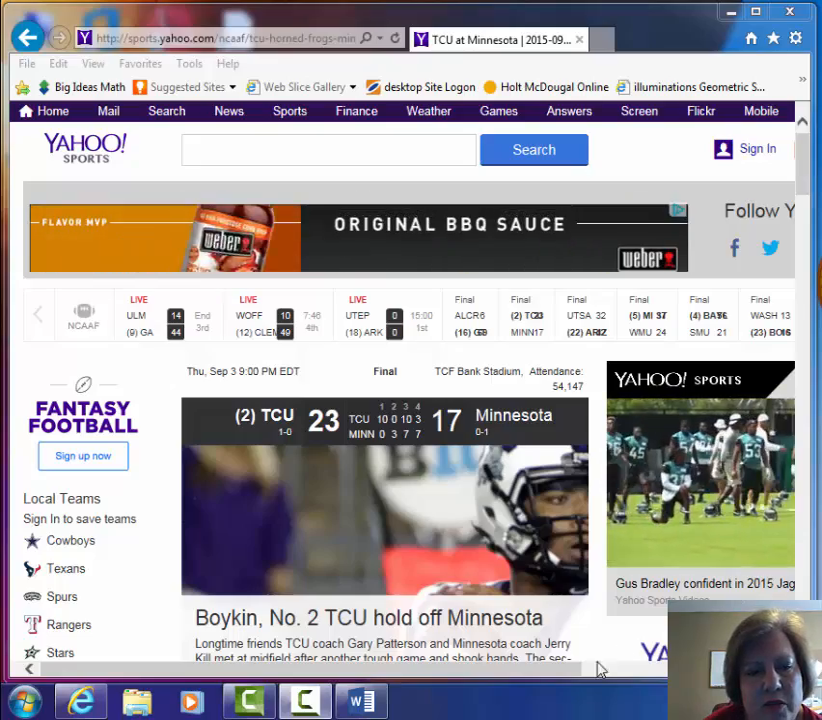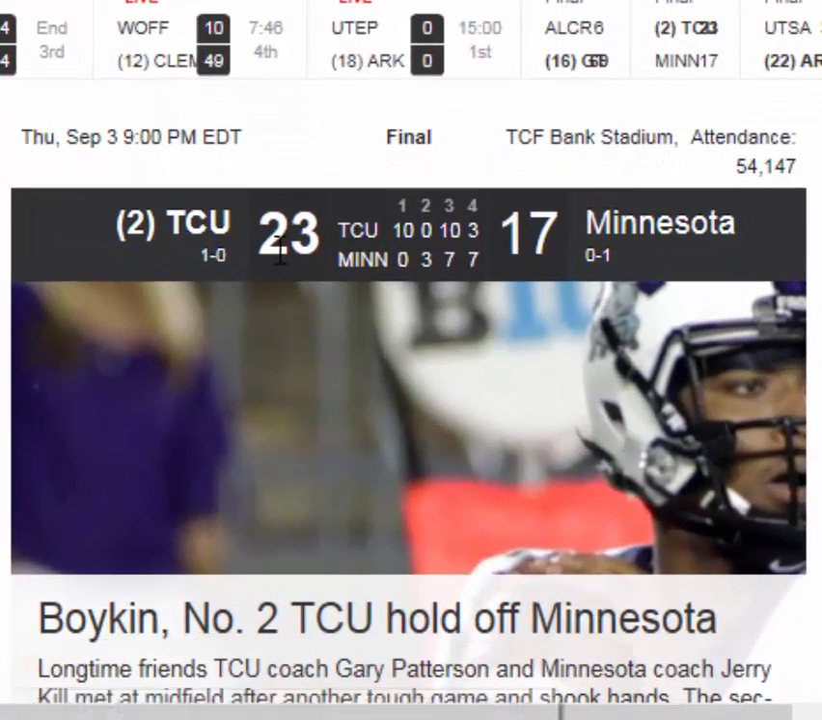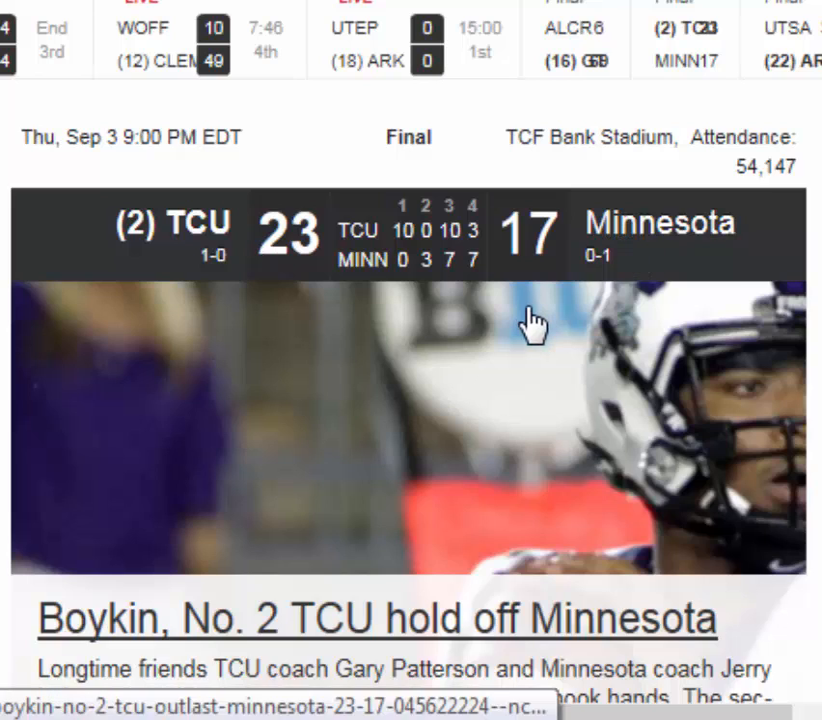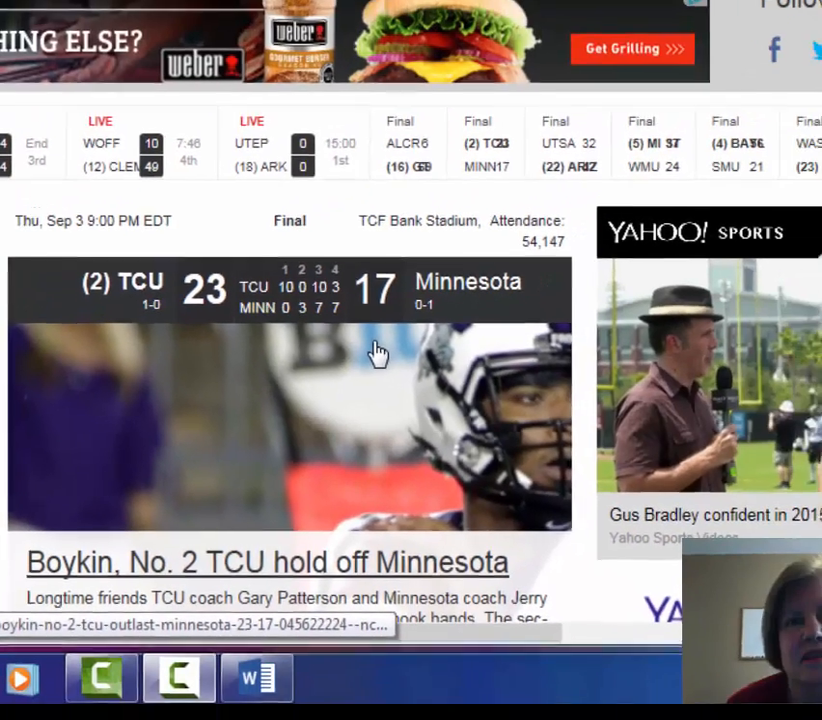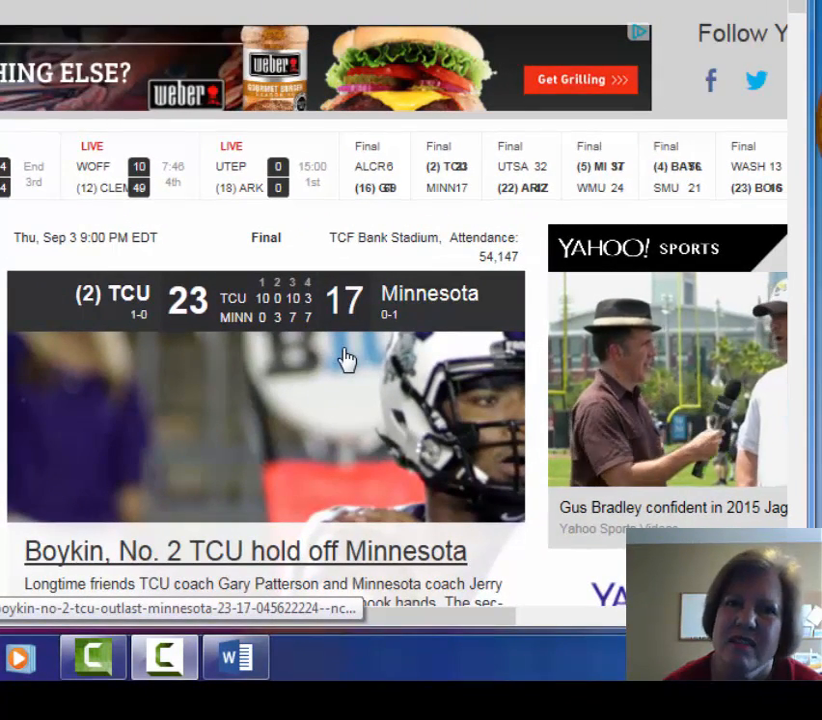So I zoomed in and I found this scoreboard, and I thought, well, it breaks it down for me. It tells me 10 points were scored here, 3 there, and so on. And the 23-17. But I was wondering, is there some way that I could figure out how many touchdowns were scored or how many field goals that is? What do you think? Is there something we can do?